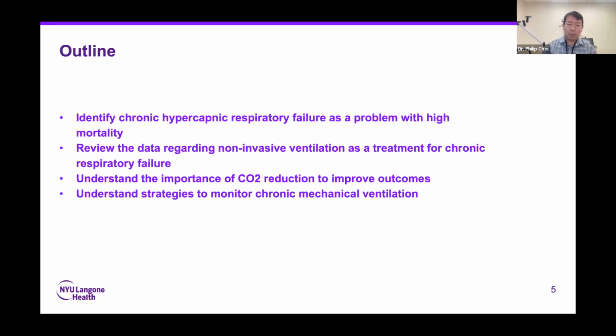And so as I go through this talk, I really want people to understand that chronic hypercapnic respiratory failure is a problem with very high mortality. I'm going to review the data regarding non-invasive ventilation as a treatment for chronic respiratory failure, understand the importance of CO2 reduction to improve outcomes, and then also think about strategies to monitor chronic mechanical ventilation.